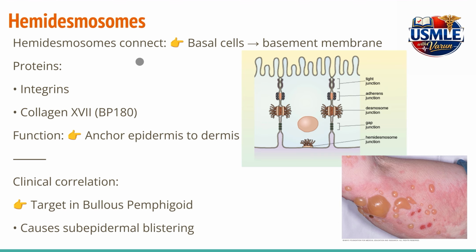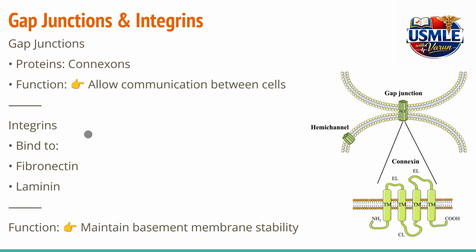Whereas hemidesmosomes connect basal cells to the basement membrane, and the proteins associated with hemidesmosomes include integrins and collagen 17. The function of these hemidesmosomes is to anchor the epidermis to the dermis. So these hemidesmosomes are a target in bullous pemphigoid, and this causes subepidermal blistering.